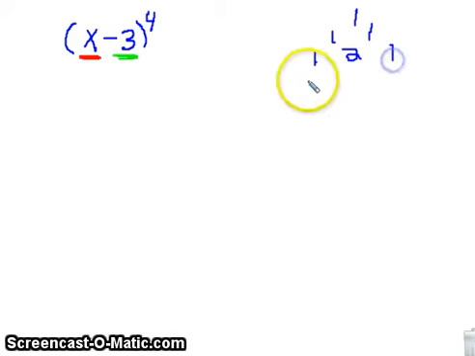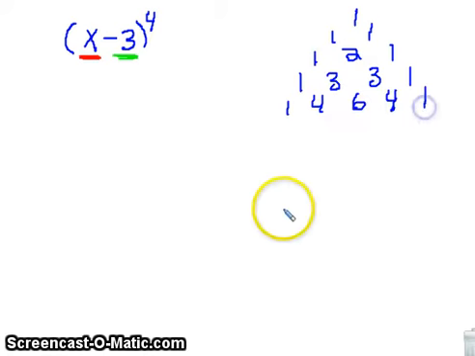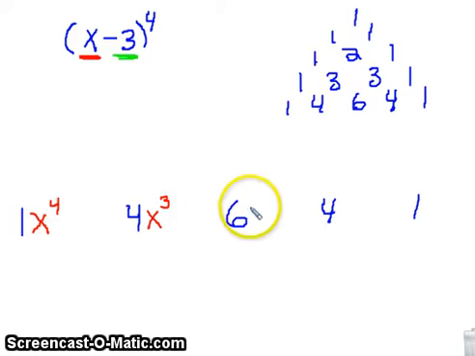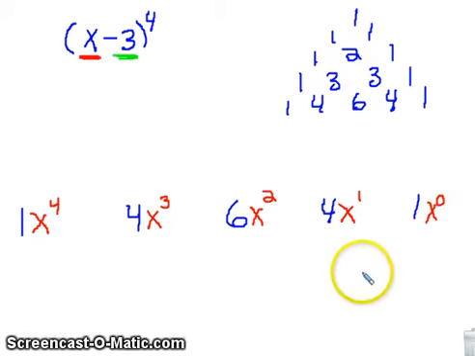1, 2, 1; 1, 3, 3, 1; 1, 4, 6, 4, 1. So since it's to the fourth, my coefficients are going to be 1, 4, 6, 4, 1. I then have to start with my x. So I have x to the fourth, to the third, to the second, to the first, and to the 0. And in this case, do I use 3?